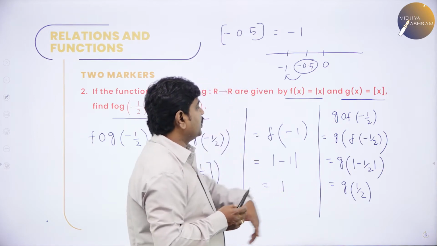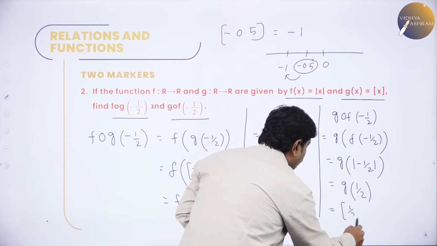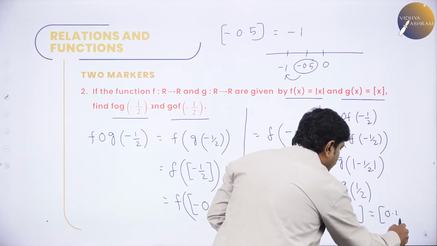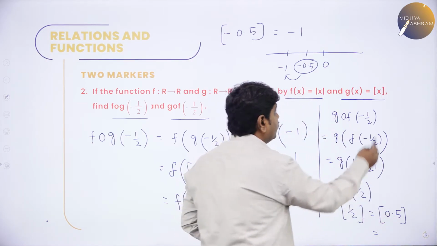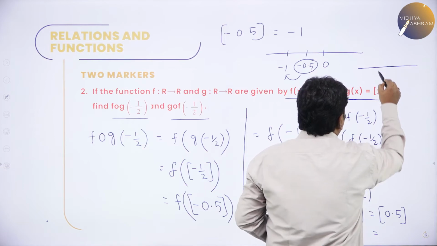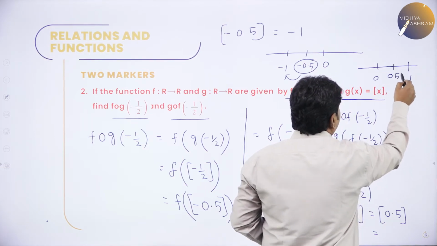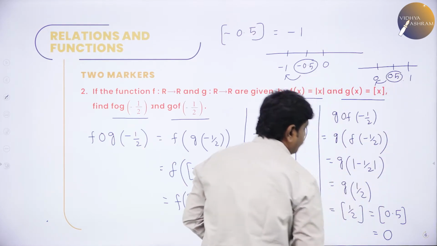What is g of 1 by 2? Square bracket 1 by 2. What is square bracket 1 by 2? Square bracket 0.5, divide it. So 0.5. What is square bracket 0.5? An integer which is near and less than 0.5. On the number line, I have 0 here, 1 here, 0.5 lies between 0 and 1. An integer which is near and less than 0.5 is 0.